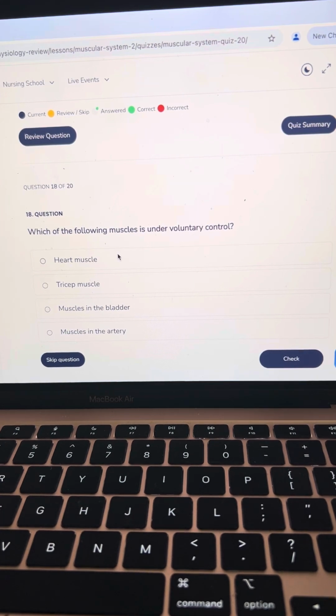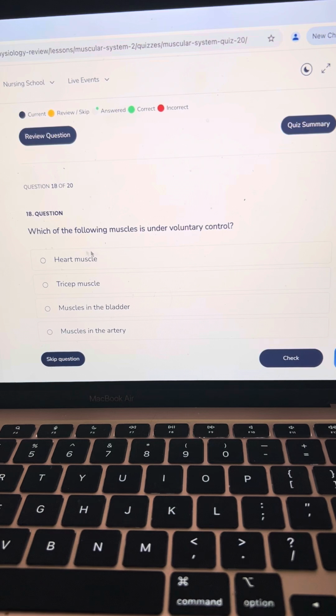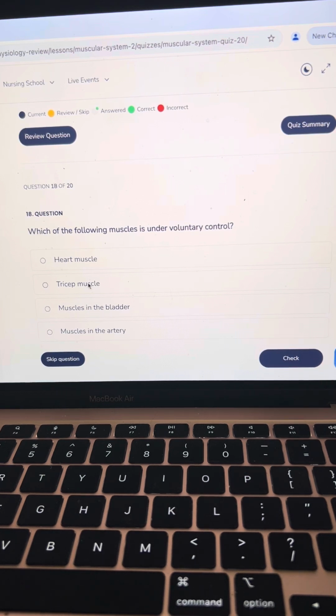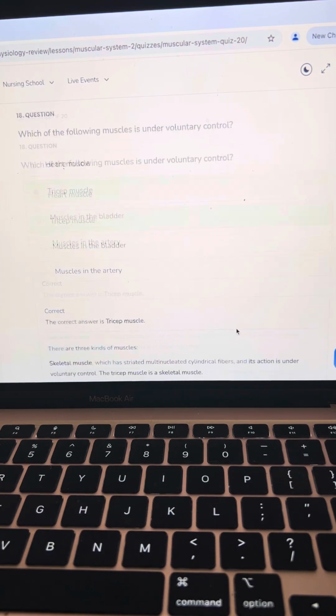Which of the following muscles is under voluntary control? Keyword being voluntary. Is the heart a voluntary? No, the heart is not a voluntary muscle. Tricep muscles, muscles in the bladder, muscles in the artery. I'm gonna pick triceps because you have to flex it, so it has to be a voluntary, right? You have to do it.